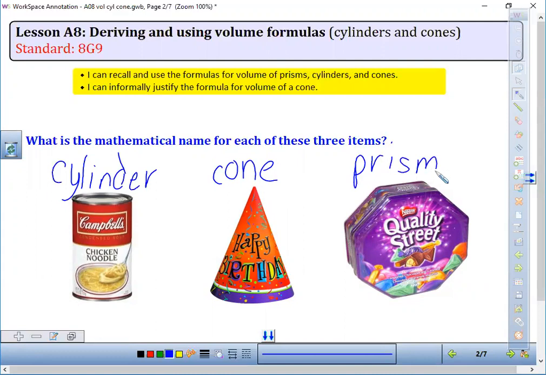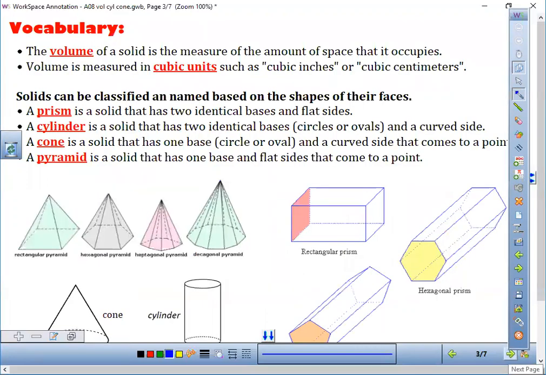So then when we look at that, what if we want to have a more structured definition of what is a cylinder, what is a cone, and what is a prism? And then also what is volume, what's cubic units? So the volume of a solid is the measure of the amount of space that it occupies. Again, volume is measured in cubic units, such as cubic inches or cubic centimeters.